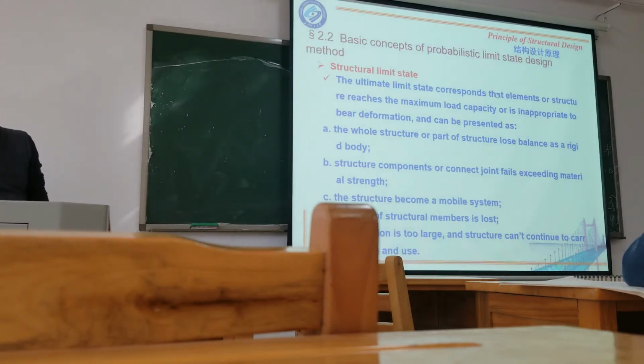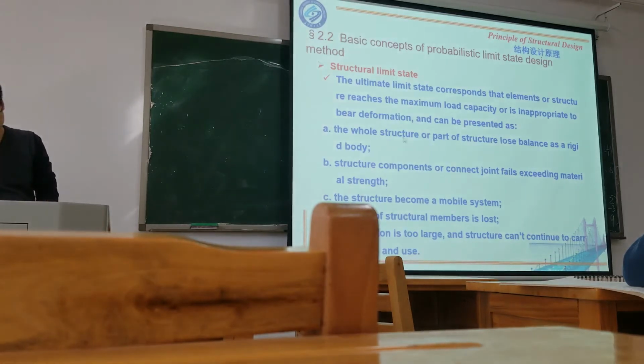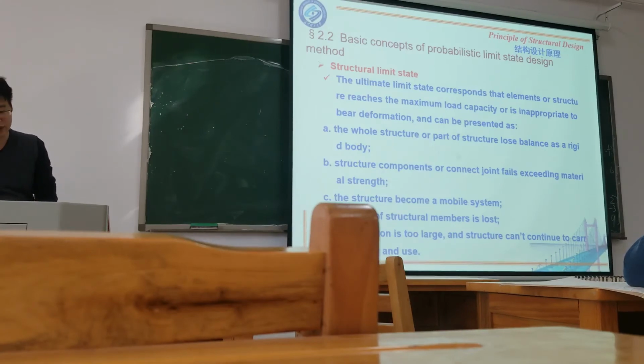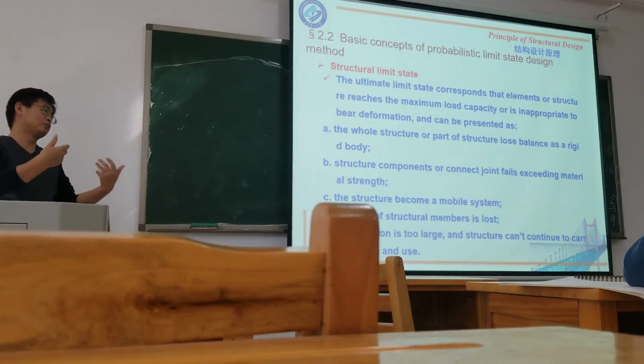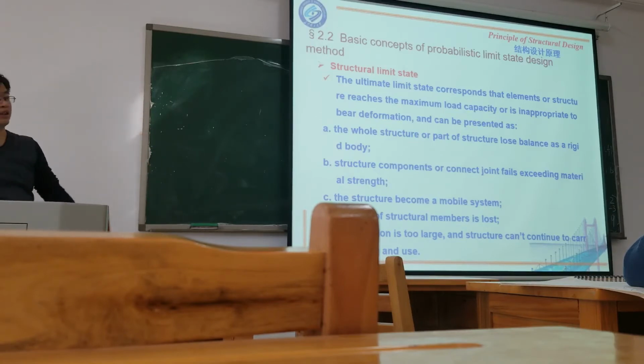So the ultimate limit state corresponds to when the structure or element reaches the maximum load capacity, or is unsuitable to bear further deformation, and it can present as different situations. The whole structure or part of it loses balance as a rigid body, so it cannot keep balance, which means it is going to fall down or collapse. A structural component or joint fails by exceeding material strength, meaning the material breaks, like a column or a beam.